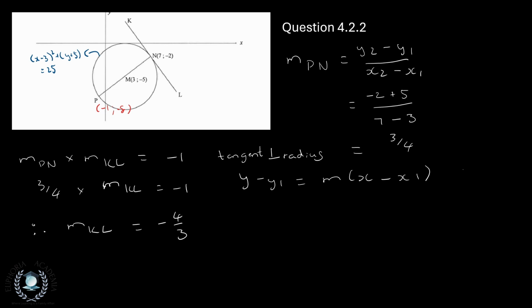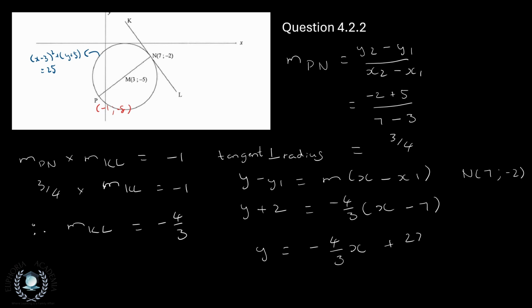Now let's sub in the points that we do know. So we're going to sub in the point N, which has the value (7, -2). And we have our gradient already from the previous calculation. So that's going to be y plus 2 equals -4/3 (x minus 7). And once you do some mathematics and algebra, you'll find that y is equal to -4/3 x plus 22/3.